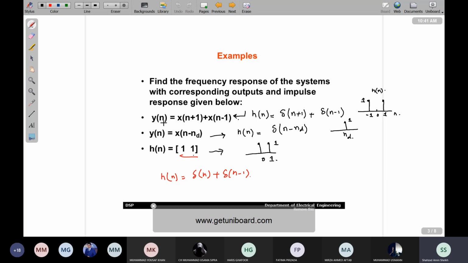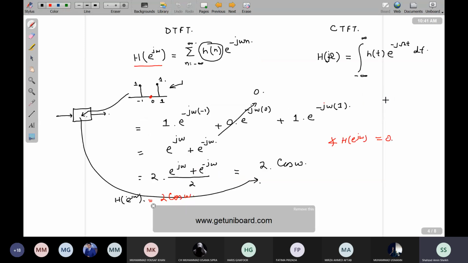So if we take this example, y of n is equal to x of n plus 1 plus x of n minus 1, that's nothing but the impulse response के context में अगर हम देखें, so that's the impulse response of the system. And we can directly use this formula, as Yusuf said: h of n e to the minus j omega n, with n from minus infinity to infinity. So we can use this formula, and we can calculate the frequency response of the system.